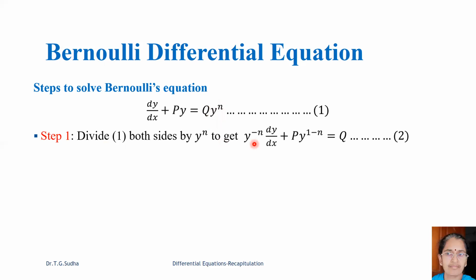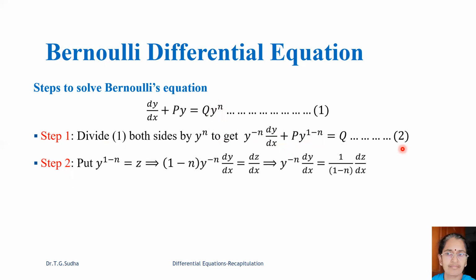So we get y to the power of minus n into dy by dx plus p into y to the power of 1 minus n equal to q, and let us call this expression 2. In the second step, we put this y to the power of 1 minus n as a new variable z. So we are changing the variable y to z. So we need to change dy by dx to dz by dx. For that, we differentiate y to the power of 1 minus n equal to z with respect to x.